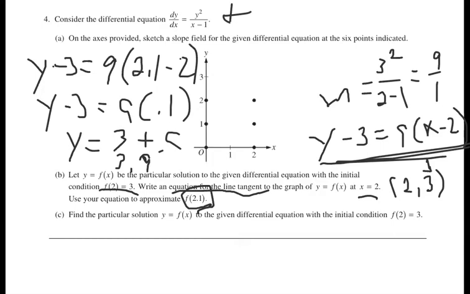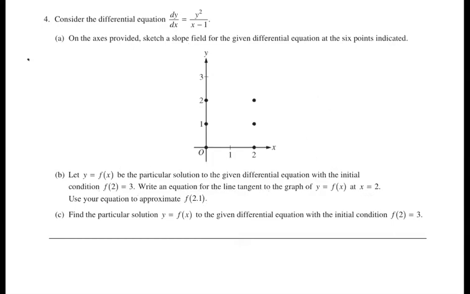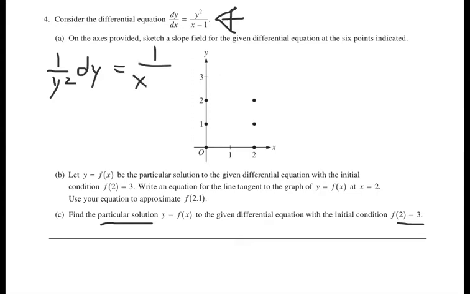Okay, part C says find a particular solution. So that means we're going to solve the differential equation, same point 2, 3. You're going to come back up here to this differential equation. First, we have to separate our x and y. So we have to divide by y squared to put that over there with the dy. And then we have to multiply by dx to get the x's all on the right side.